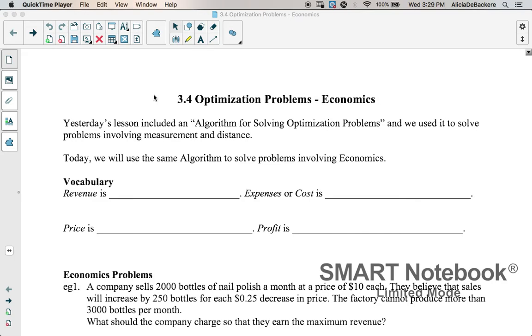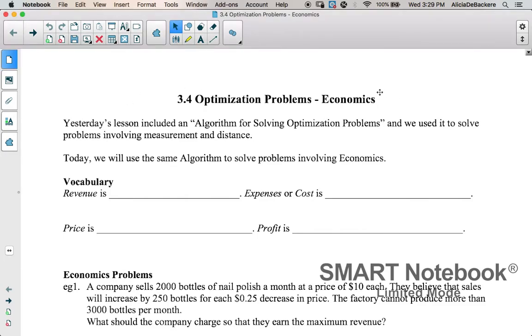Okay, welcome to lesson 3.4. This is our last lesson for chapter 3. And again, we're looking at optimization problems. So we're looking at the same algorithm that we used in lesson 3.3. If you've forgotten it, get it out now and put it beside today's lesson as we go through.